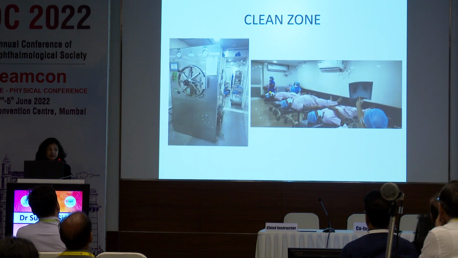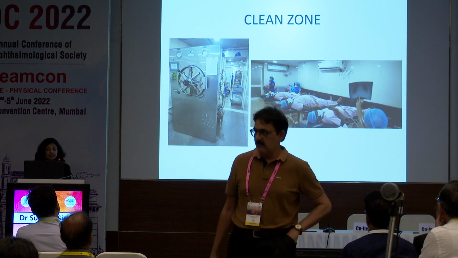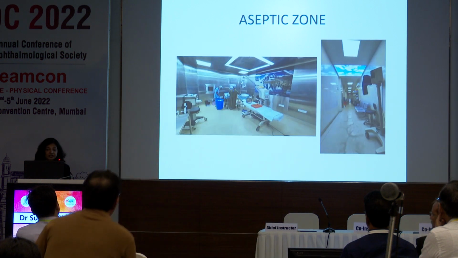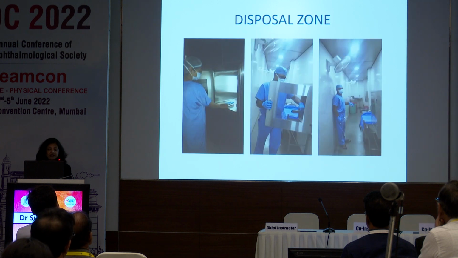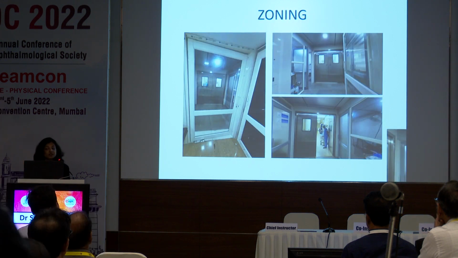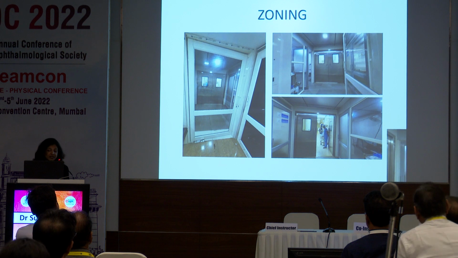The clean zone comprises of sterilization area and induction area. Aseptic zone comprises of theatre and the scrub area. Disposal zone comprises of disposal areas from each OT and dirty corridor. So this is how zoning is done, by creating barriers and different levels.